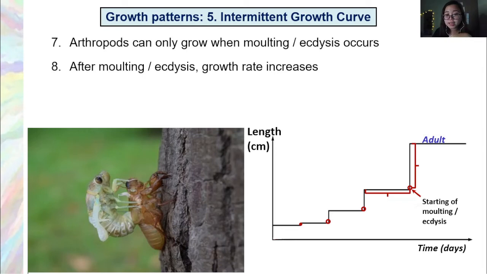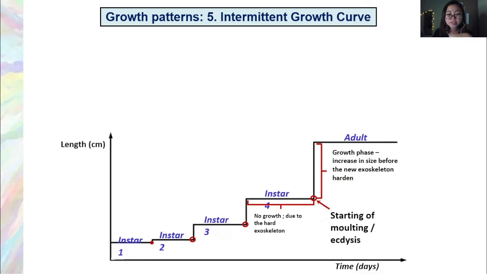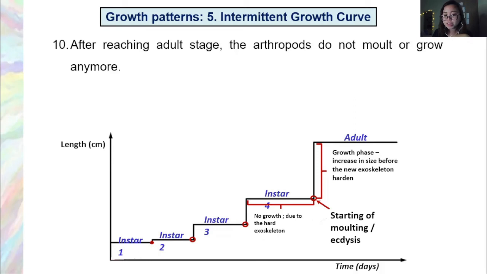After molting or ecdysis, the growth rate increase. So ini yang saya cakap dia naik secara mendadak. The growth rate will slow down when the exoskeleton hardens. So no growth will be experienced when the exoskeleton fully hardens. So bila dia keluar daripada dia punya cangkerang lama di sini, okay, isi dia adalah sangat lembut. But over a few days, the skin will start to harden and form the new exoskeleton. So the only time for it to grow is before the skin starts to harden. Okay, so yeah, once again, you can see this graph, but with more details now.